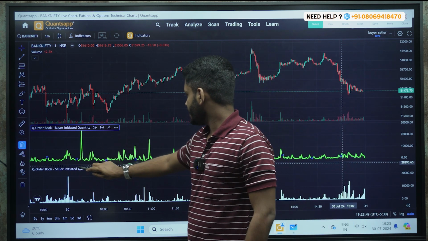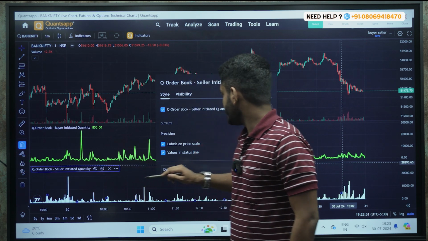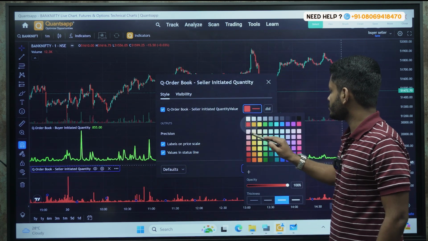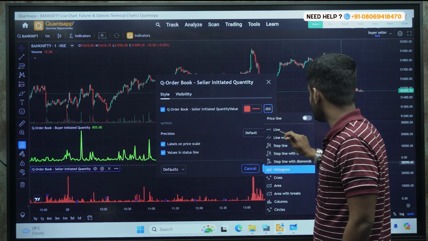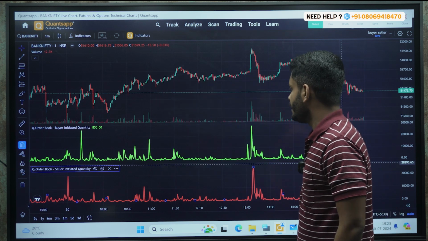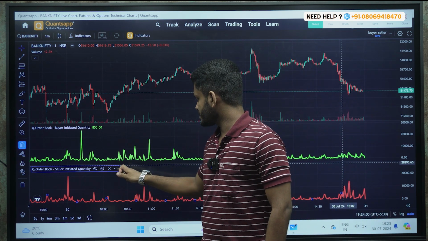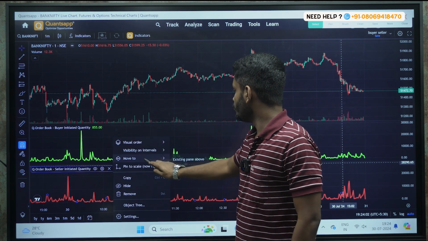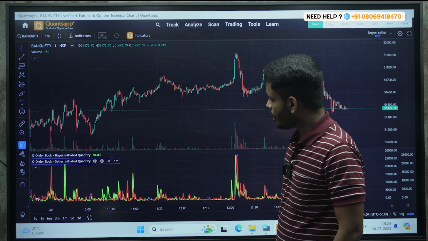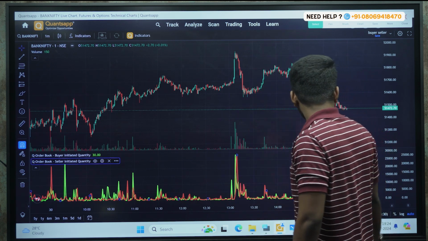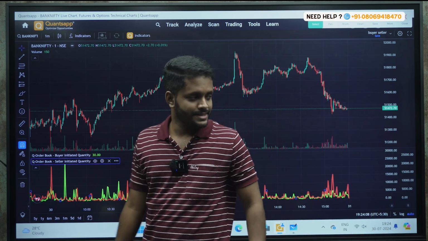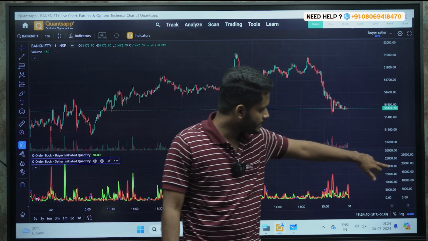Okay, and let me click on the settings, and for sellers we'll denote sellers as red color, and I'll change this histogram to line. Now I'll merge this. Just click on these three dots, move to existing pane above. This got merged now. Now if you see on the right hand side, the scales are not merged. Can you see there are two different scales?